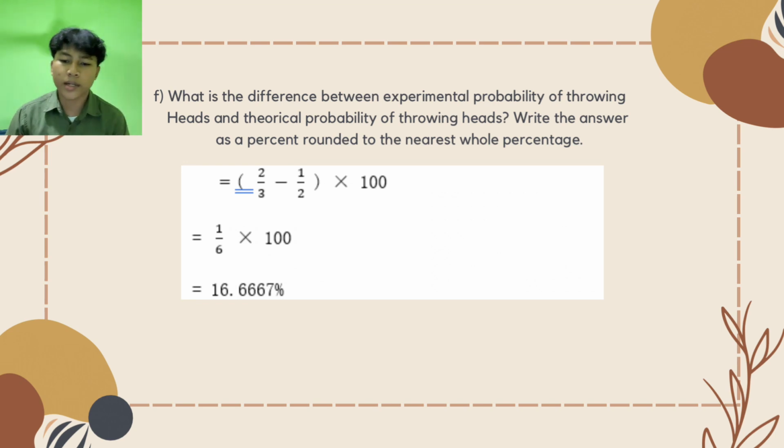So the experimental probability of throwing head is 2/3, and we need to minus the theoretical probability of throwing head, that is 1/2. So 2/3 minus 1/2, and the total is 1/6, and times 100. So we get 16.6667.